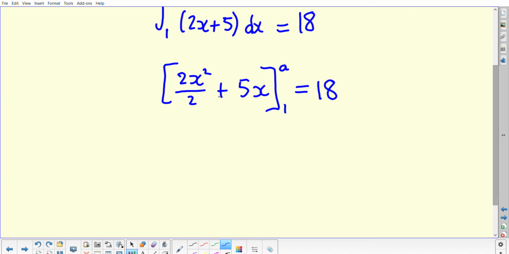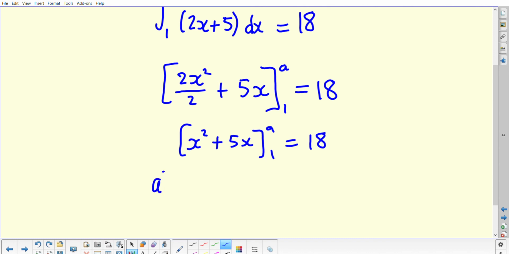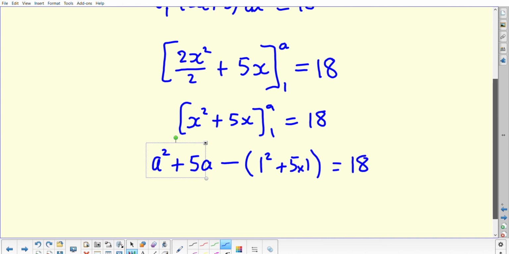Before I do my subbing in, I'm going to simplify, so that just becomes x squared plus 5x, and your limits of a and 1 equal to 18. Now I'm ready to sub in, so upper limit a squared plus, I'm going to have 5a. Then we're subtracting the lower limit. Now because there's two terms in here, I'm going to have a bracket when I sub in, so minus doing 1 squared plus 5 times 1, and we know that that is all equal to 18.